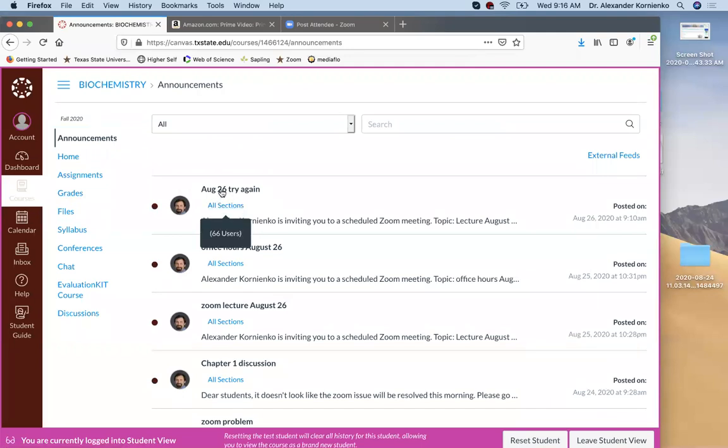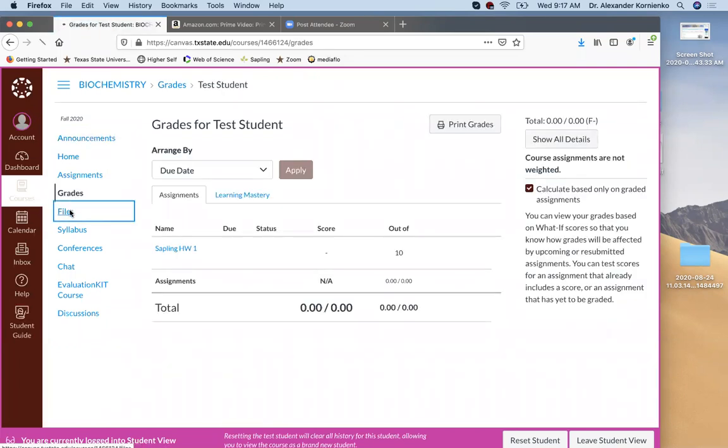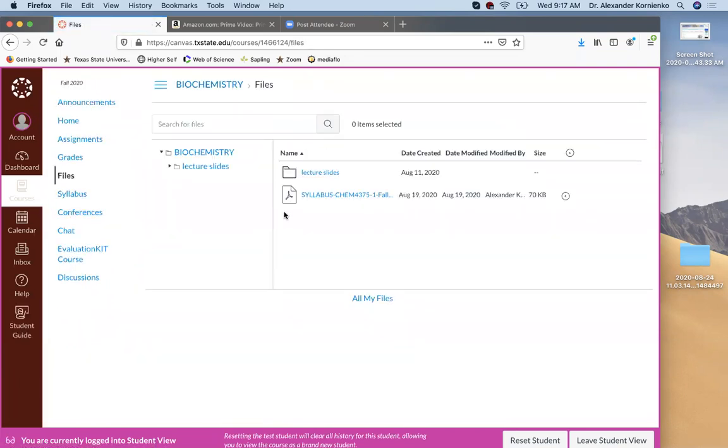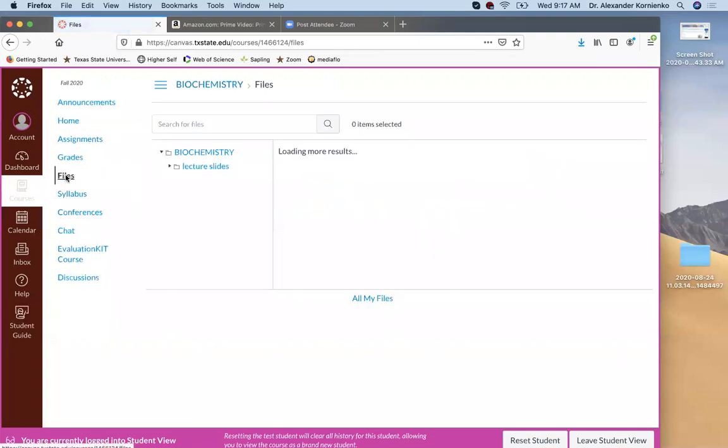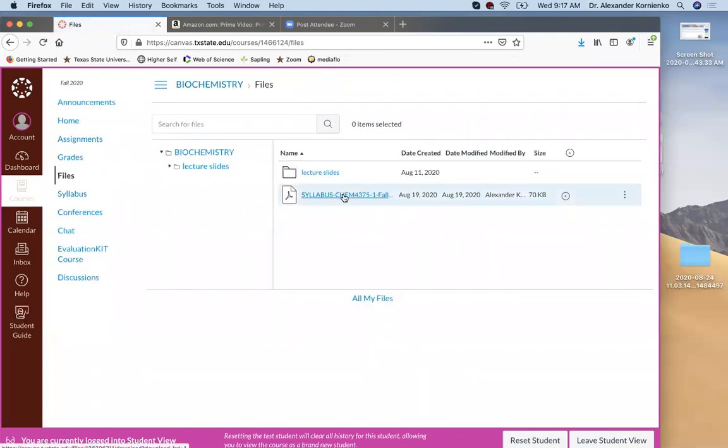Right, so the last one was just earlier today that I posted at 9:10 with a new link to the Zoom. So this will be a grade for the files. For the files, here we have, I already posted the lecture slides for lecture one and lecture two, right? So you can view those. And there's also a syllabus sitting there.